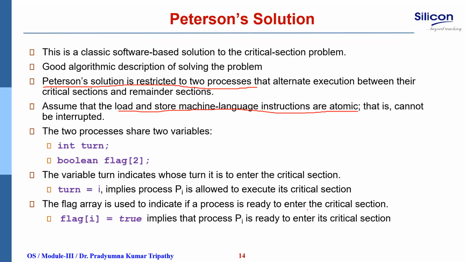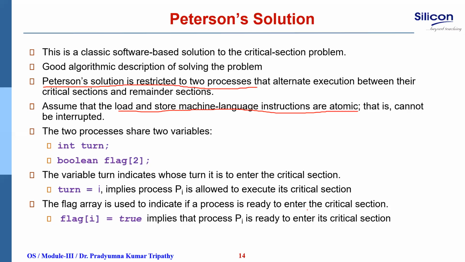So what are these two variables actually? The variable turn indicates whose turn it is to enter the critical section. Who will enter next? That is what turn says. Suppose turn equals i. This means the process Pi is allowed to execute in its critical section. Is it understood? If there are two processes i and j, and I say turn equals i, this means that process Pi is allowed to execute in its critical section. If I say turn equals j, that means Pj is allowed to execute in its critical section.